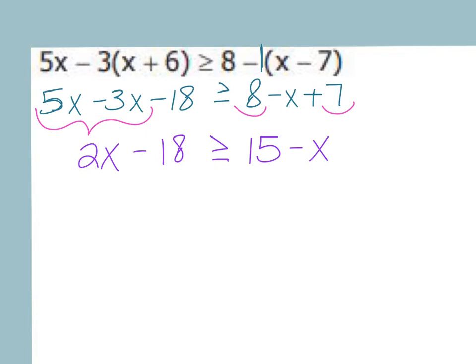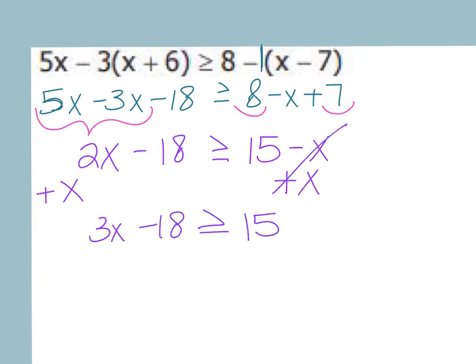Now we just have a couple of other things we got to do. Now in this case, again, we have a choice. We can subtract 2x or add x. I'm going to go ahead and add the x because I feel like that'll help us avoid any negatives. So I'm left with 3x minus 18 is greater than 15 because that cancels. I'm going to add 18 on both sides.